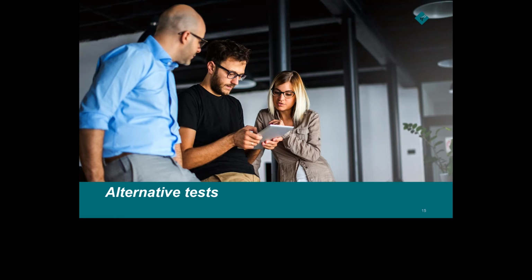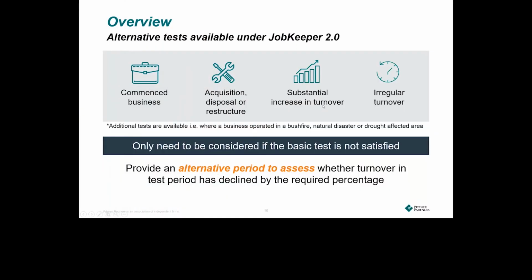As Alexis has already outlined, the alternative tests remain available largely to the same broad class of entities as under the original scheme. There's a few important modifications that we'll take you through when we discuss each of those tests in more detail. We'll be focusing on the 4 that we've listed on the screen, which we think are the 4 most common scenarios that you'll encounter.